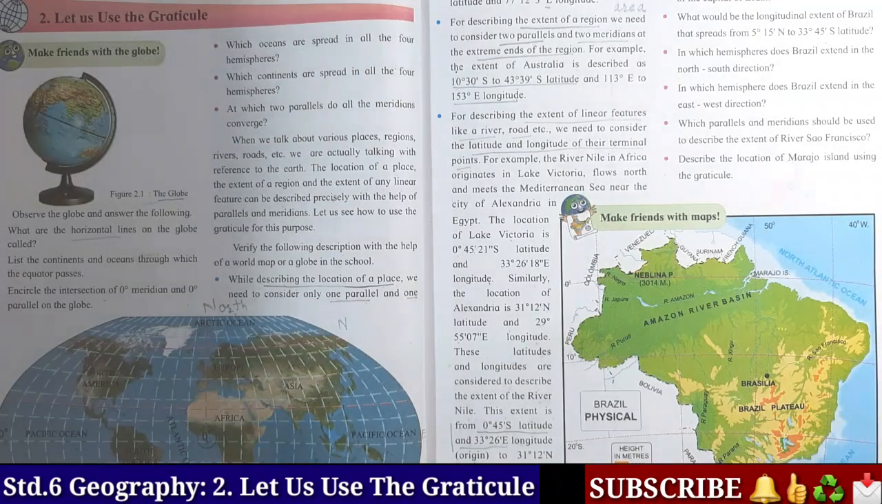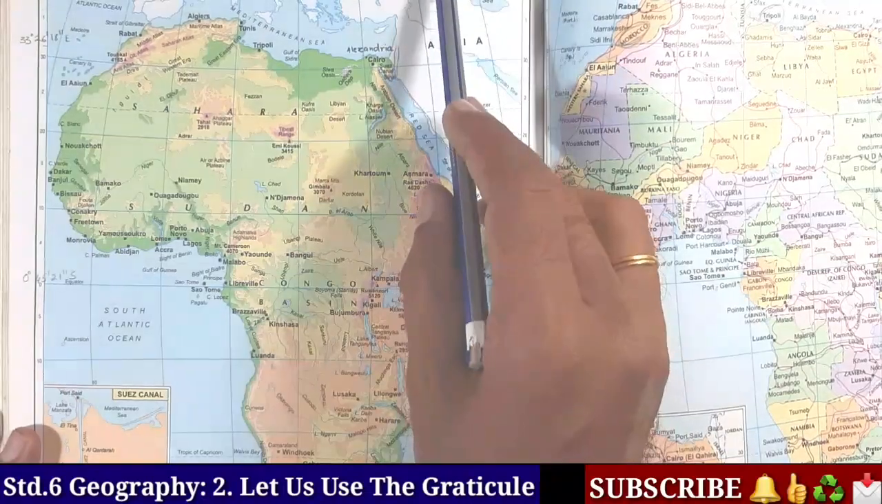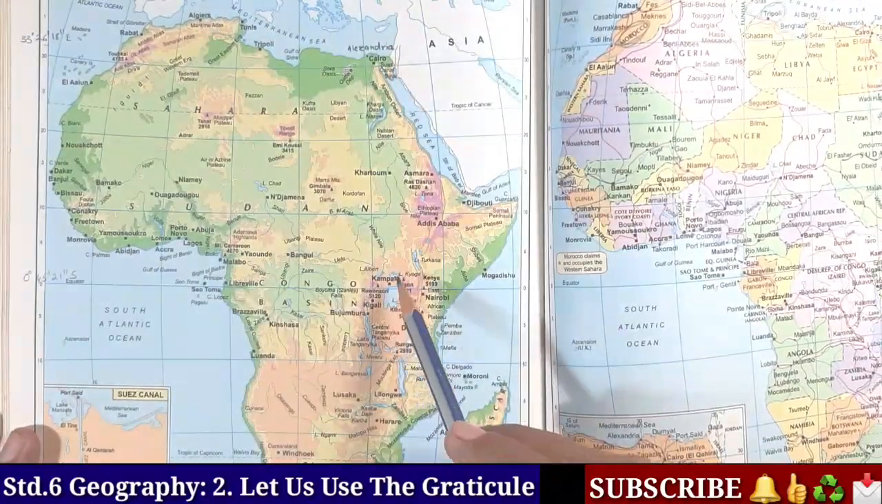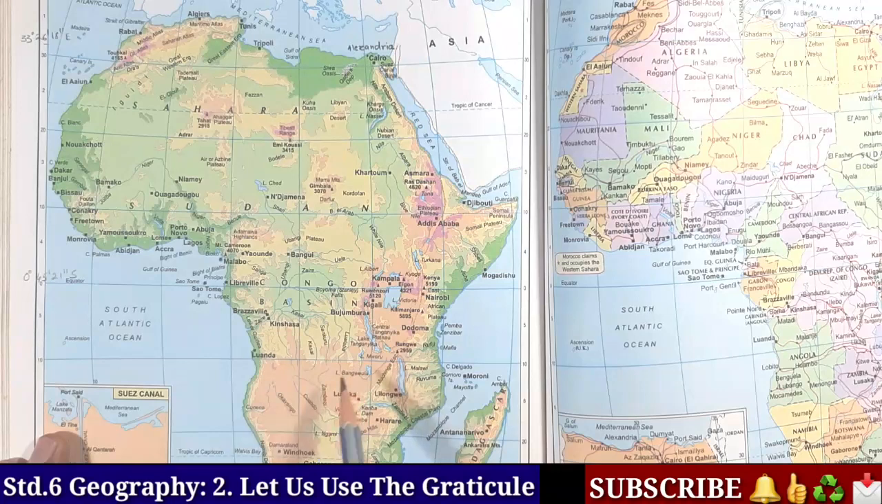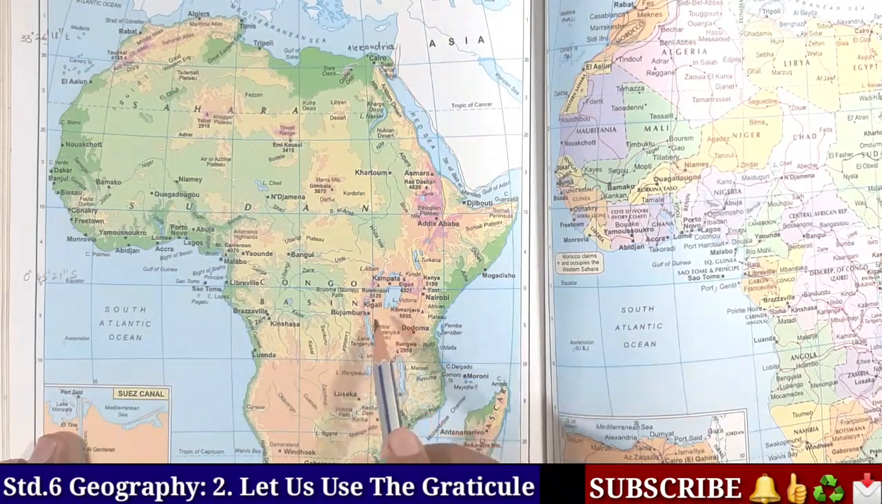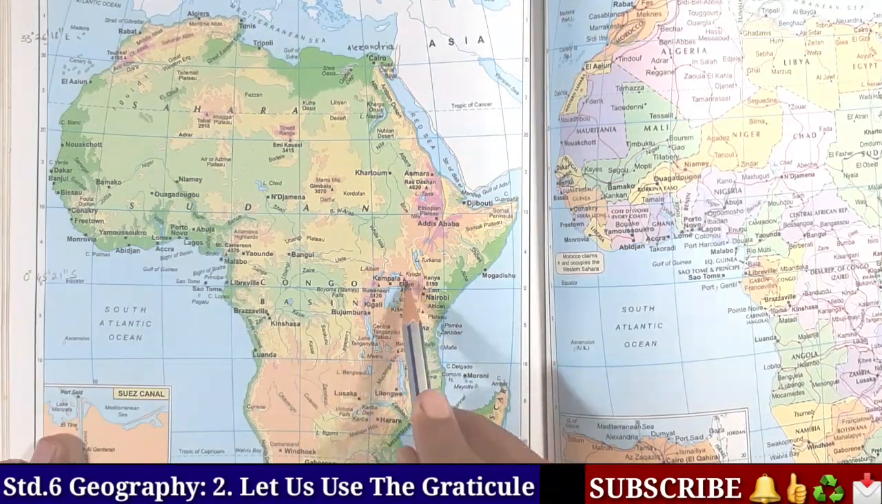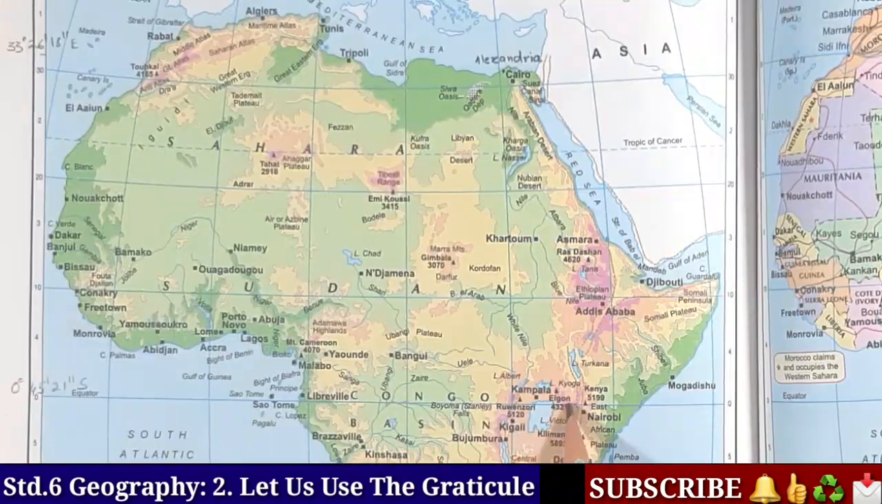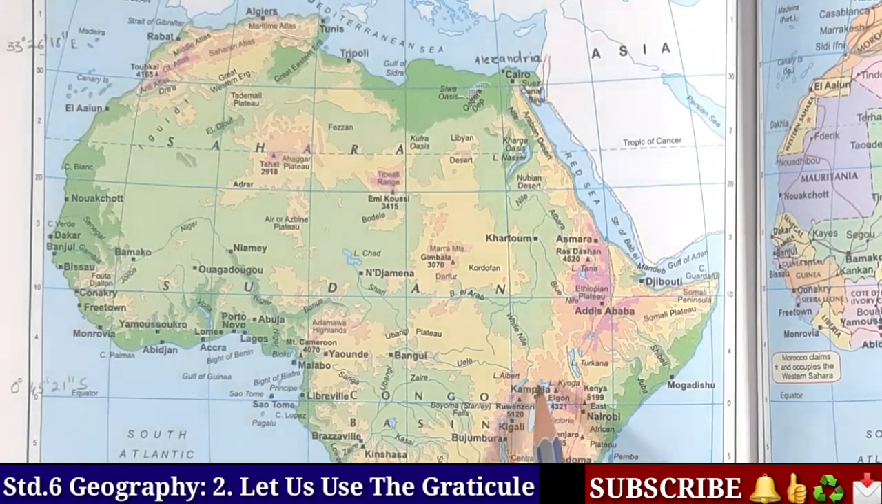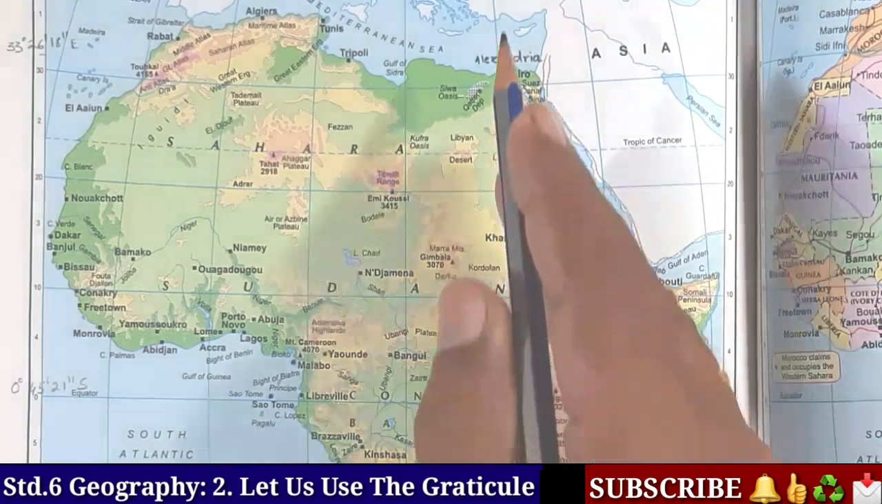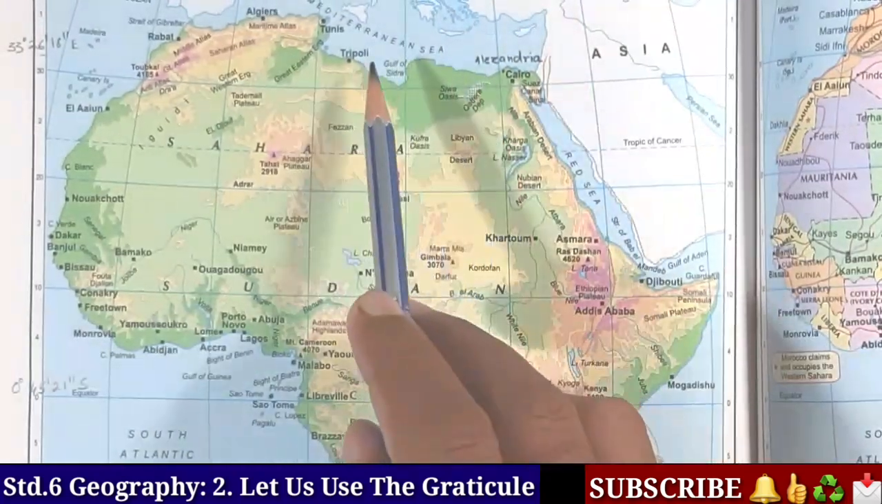Now we shall try to understand how to describe the extent of the Nile river with the help of a map. Okay, students? Yes, so let's have a map. Students, this is the map of Africa where the Nile river flows. Just now I told you the origin of the Nile river is in Lake Victoria. So this is Lake Victoria, students. See, this is Lake Victoria, and it is the origin of the Nile river. Can you see? It flows towards the north and meets the Mediterranean Sea.